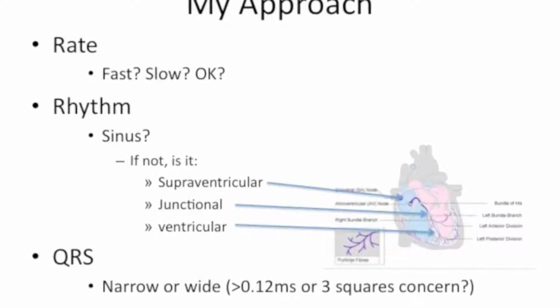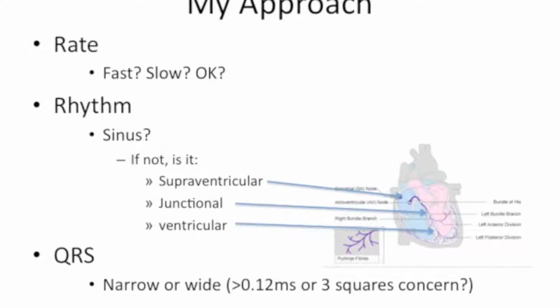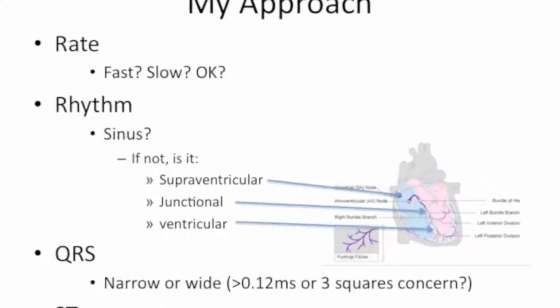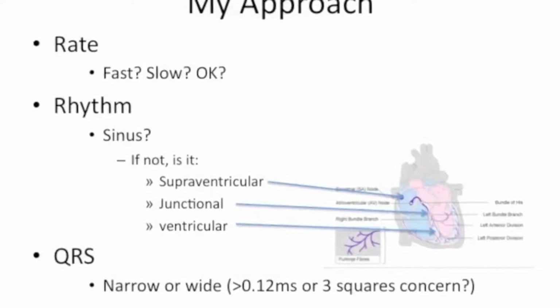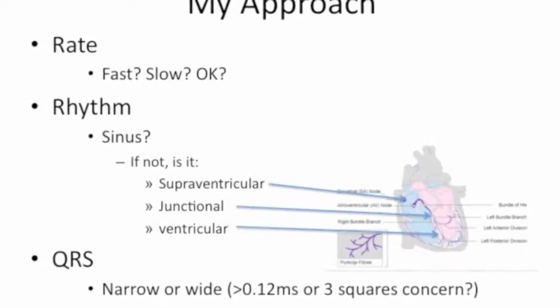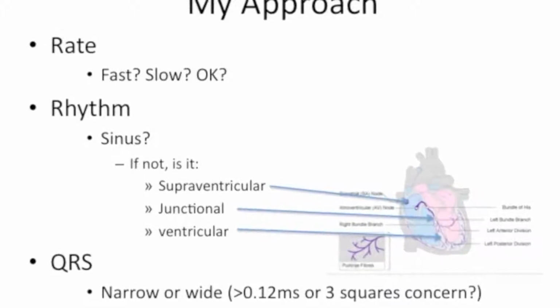But depending on which method you use, and you can use a method of one large square, and you can go from 300, 150, 100, 75, 60, so counting down from every large square, or you can count the number of squares and divide them. Whichever method you use, you kind of know that the rate is either fast, slow, or okay, and I think that's really important. I then will look at the rhythm and see whether it's a sinus rhythm or not.